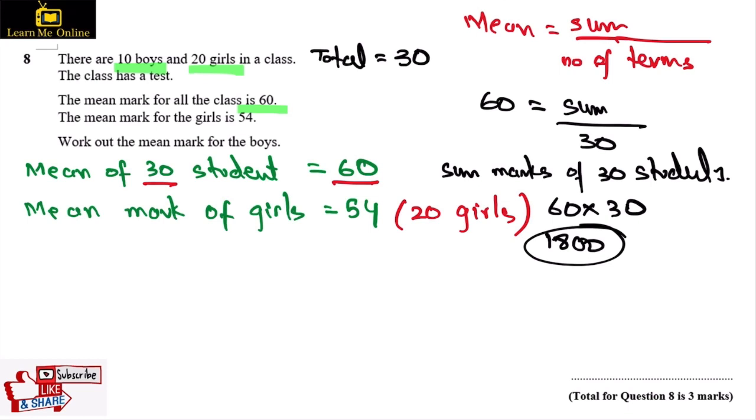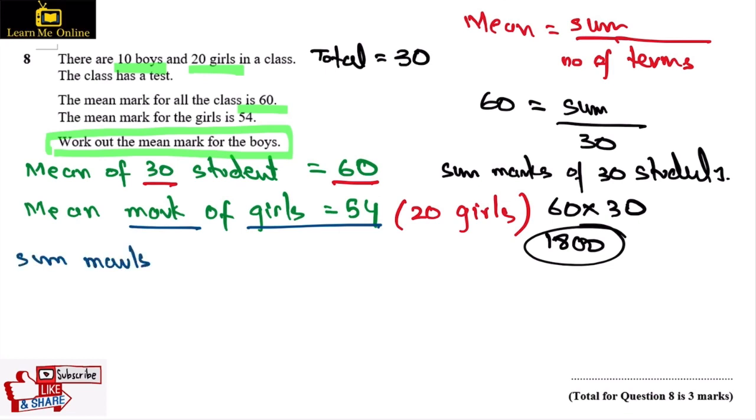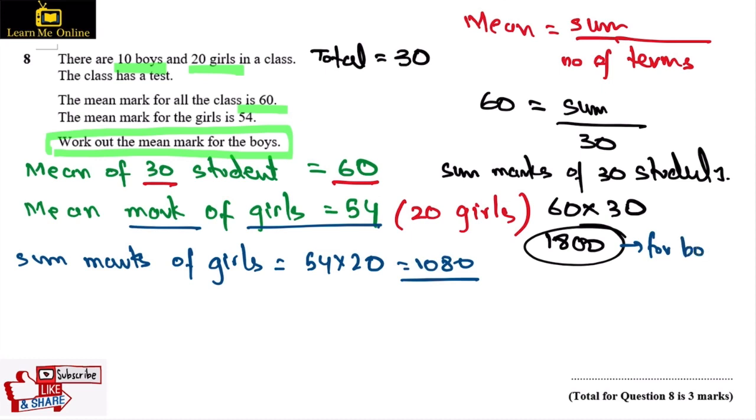I'm going to do the same process to find the total marks the girls scored, and then we'll be able to find what they're actually asking, the mean marks for the boys. Using this information, I'll do everything over here for the girls. To find the sum of marks of the girls, it would be 54 times 20, and when we do 54 times 20, we get 1080. So we know the total marks for both the whole class and the girls.